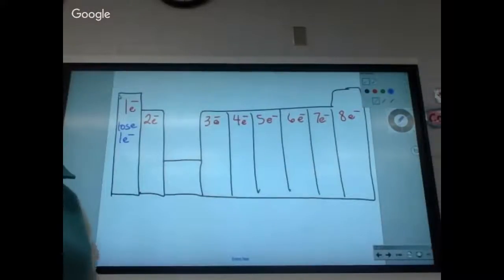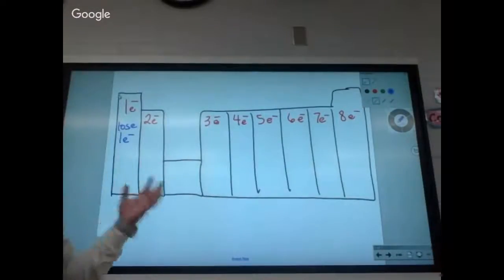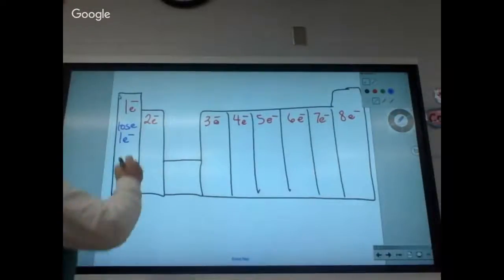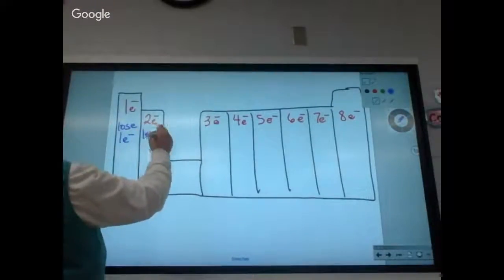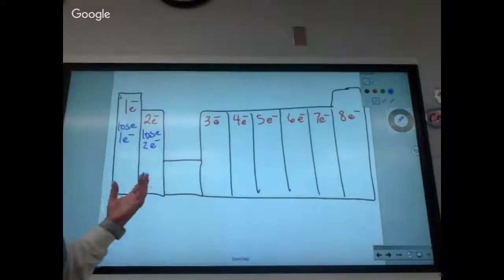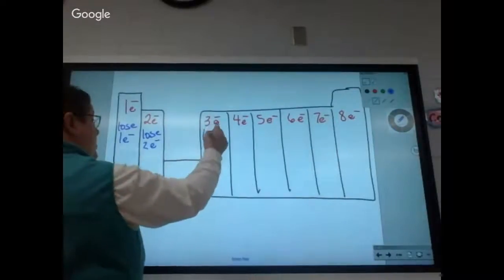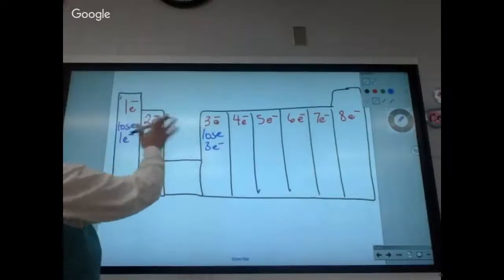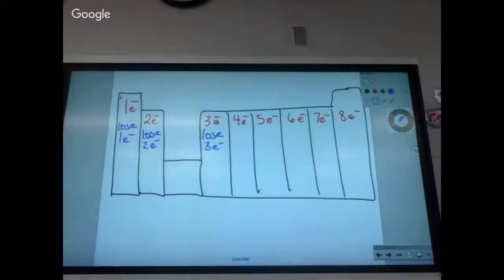Now, group 2 can either lose the 2 it has or gain 6. What's easier for it? So it's going to lose 2. Group 13 can either lose 3 or it can gain 5. What's easier? Lose. Essentially, everybody on the left side of the periodic table is going to do what with its electrons? It's going to lose.